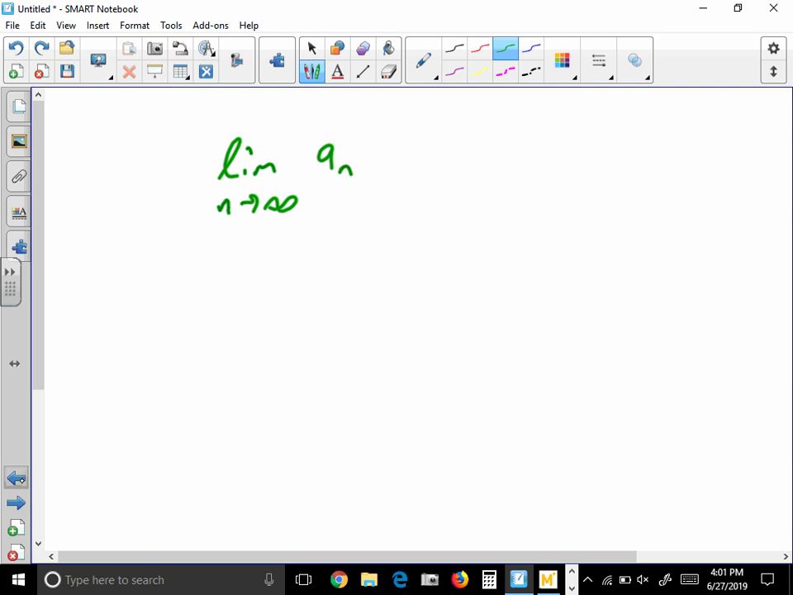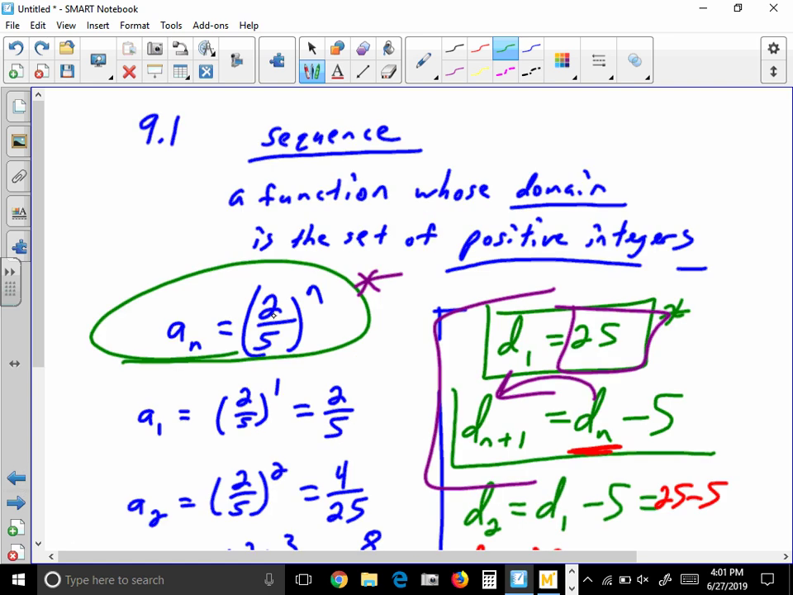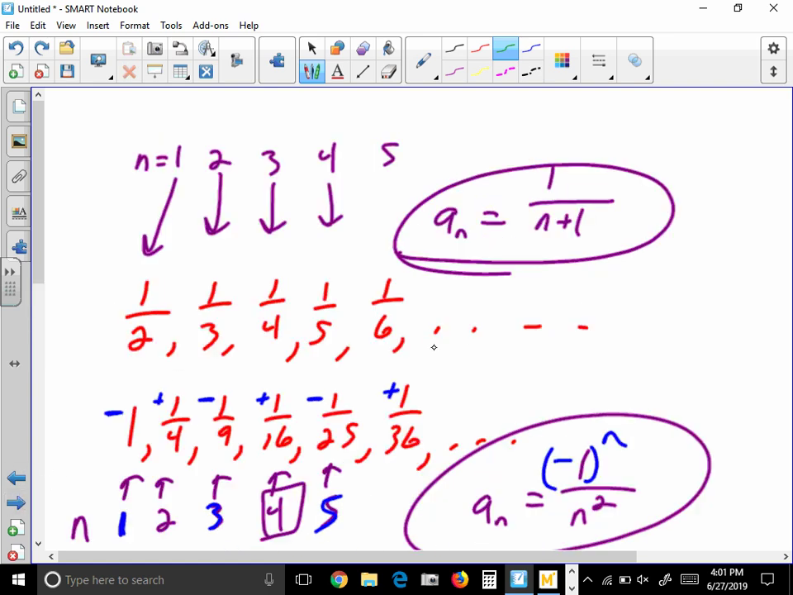Now, some of the ones that we've already looked at. If we look at that one, if we keep on going, what's happening to these fractions if the numerator stays 1 and the denominator is getting bigger and bigger and bigger? What's that going to go to? 0.